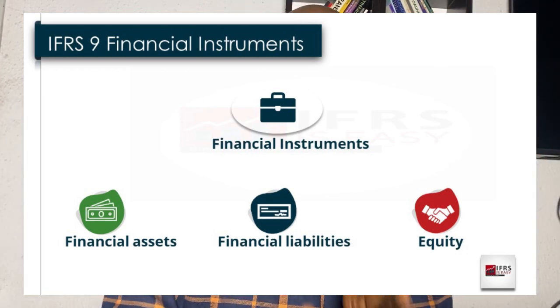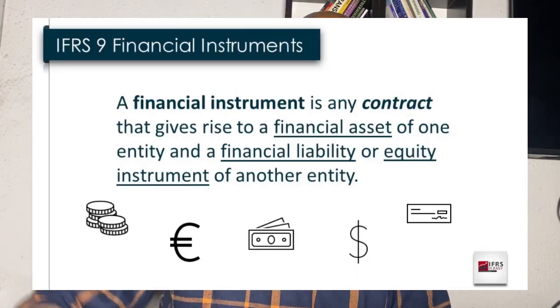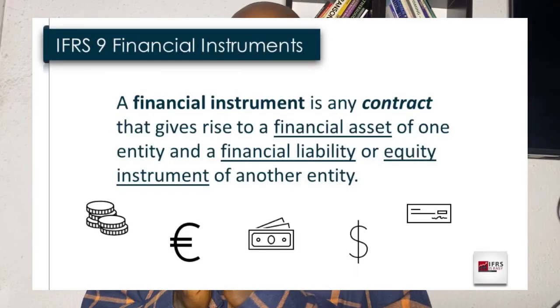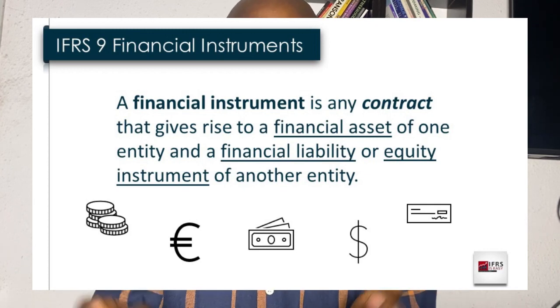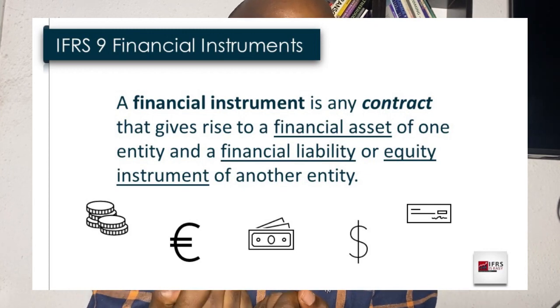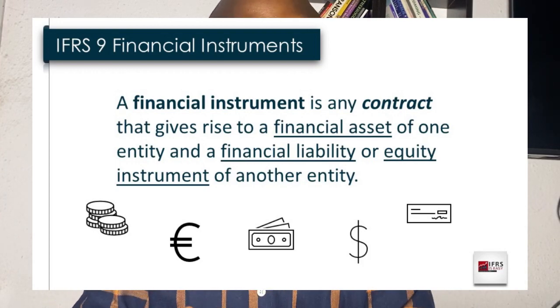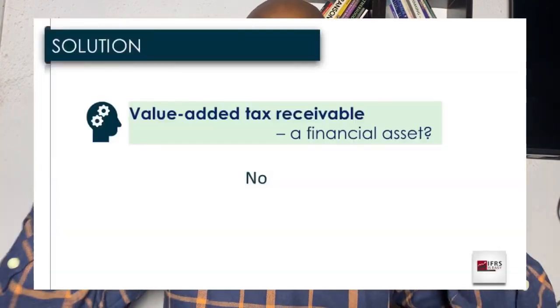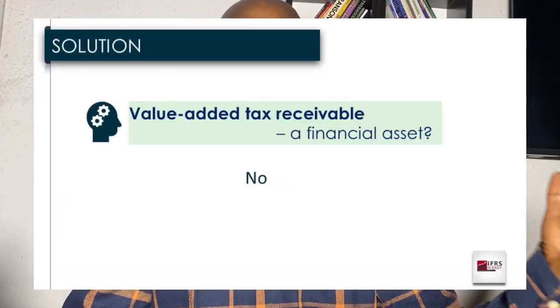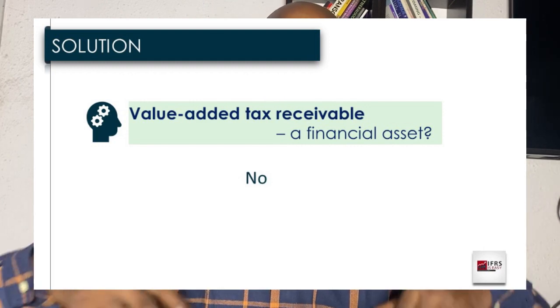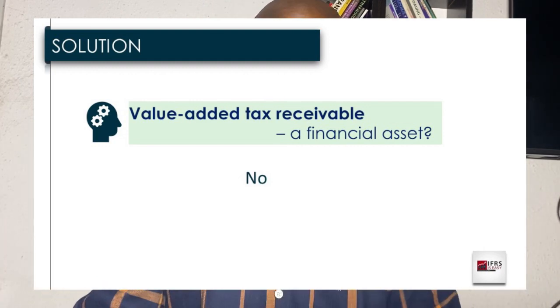Now, value-added tax receivable. When you see the word receivable, you expect that what you're expecting is cash. But remember that we mentioned that a financial instrument is any contract. A value-added tax receivable does not arise as a result of a contract. Rather, it arises as a result of a statutory obligation. And as a result of that, it does not meet the definition of a financial asset. Some countries call it sales tax. So if you have a sales tax receivable, you do not have a financial asset.